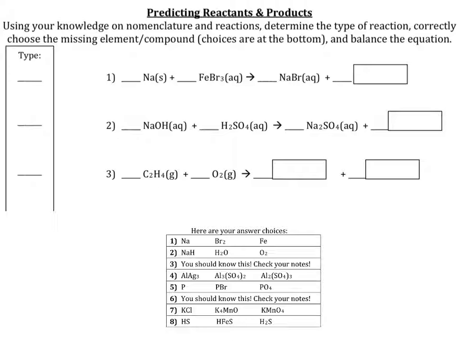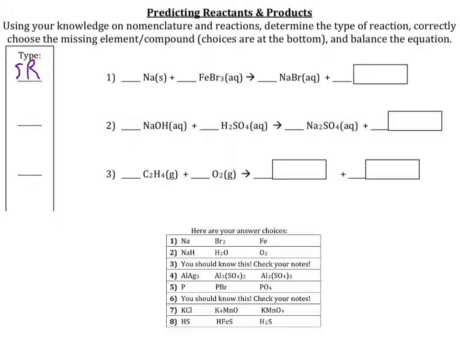So let's go ahead and take a look at this first one here. If you take a look, we have a single element alone by itself, and we have this compound here. And this is going to be a single replacement because we can clearly see that this sodium is going to come and replace the iron, and the iron will end up alone by itself. And so because we know it's a single replacement, we know that the iron will end up by itself.